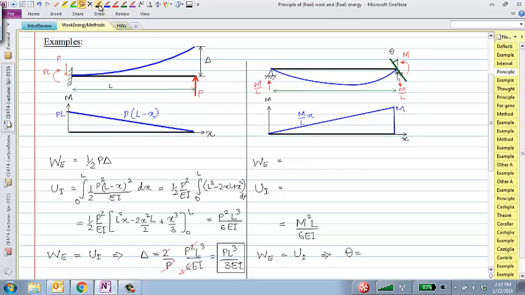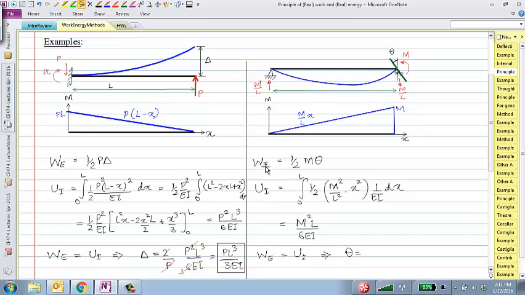Half m theta. All right, that's half times m times theta. What is the internal energy stored? The bending moment diagram looks like this: m over L times x. I square that. So half m square over L square times x square, 1 over EI integral 0 to L dx. And if you simplify that out, it should come out to m square L over 6 EI.